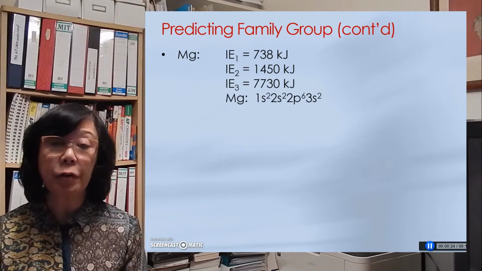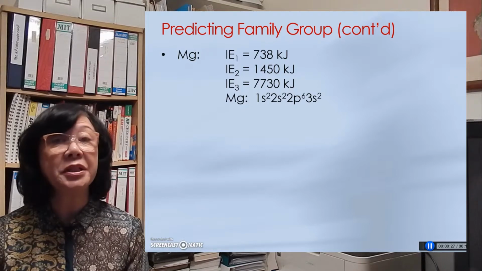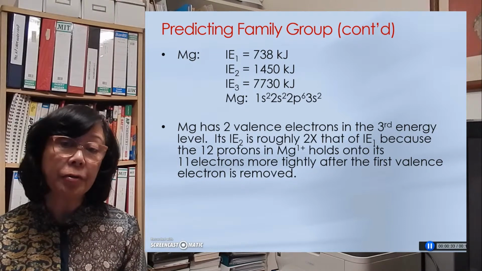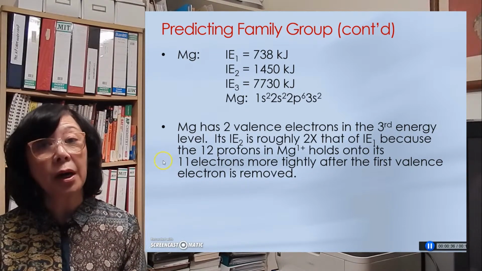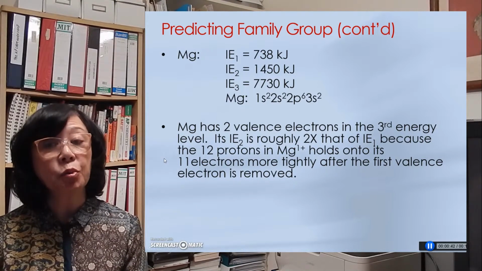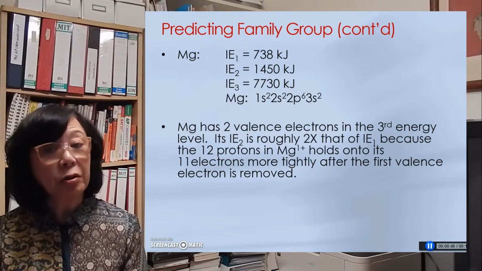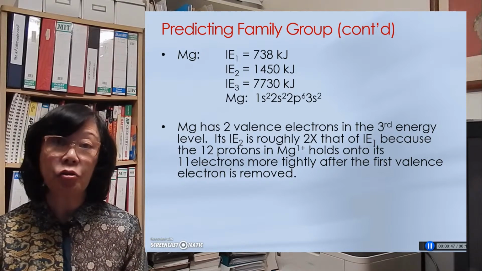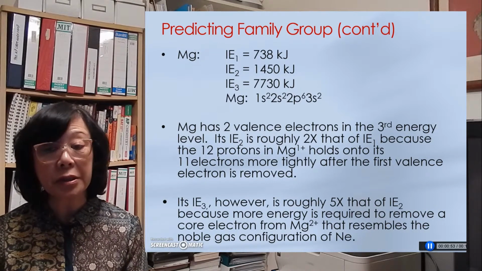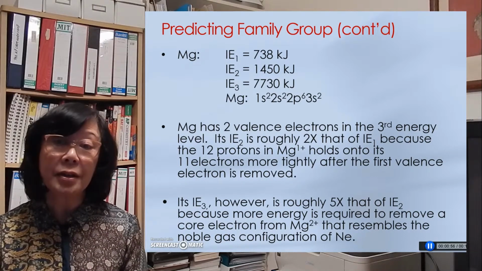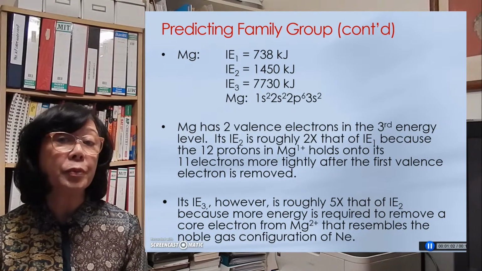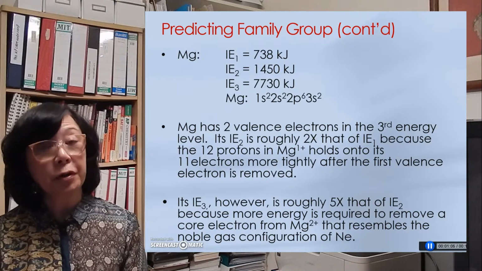Magnesium has an electron configuration of 1s2, 2s2, 2p6, and 3s2. Since it has 2 valence electrons in the third energy level, the second ionization energy is roughly 2 times that of the first, because now there are 12 protons holding onto the Mg+ ion more tightly after the first valence electron is removed. However, the third ionization energy is about 5 times higher, because now we are moving away from the valence electrons and entering the core electrons, and it certainly takes greater energy to remove them because the ion resembles the noble gas configuration of neon.